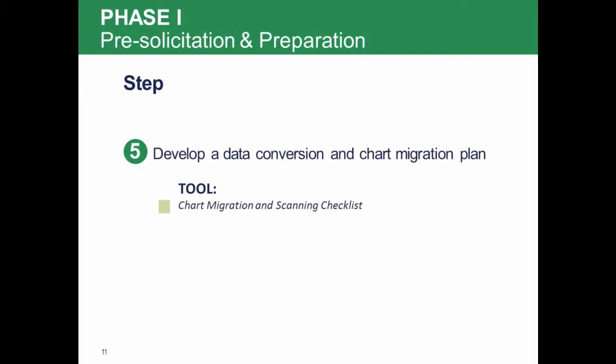The chart migration and scanning checklist, this tool, provides a list of key questions and also a template that will help your organization prioritize your chart migration needs. It also outlines chart migration options, which may include keeping paper records and archiving, scanning paper records, and electronically archiving or scanning paper records into the EHR.